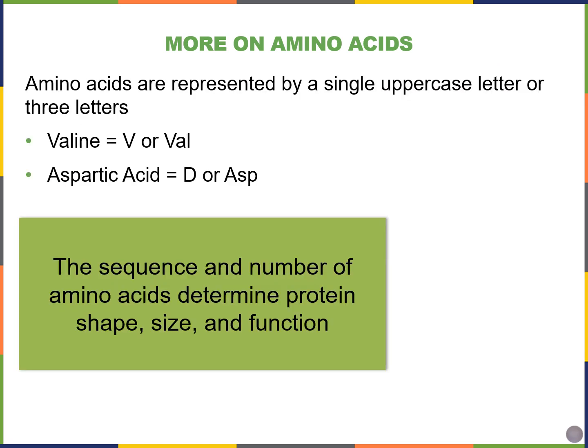We're going to see more abbreviations towards the end of the semester, but I wanted to let you know that besides the full name of an amino acid, sometimes we'll see them abbreviated either by a single uppercase letter or by three letters. So valine can be represented by capital V, or VAL, aspartic acid by the letter D or ASP. And again, we're going to see these again later on. You do not have to memorize this.